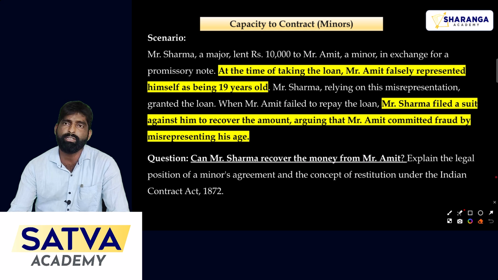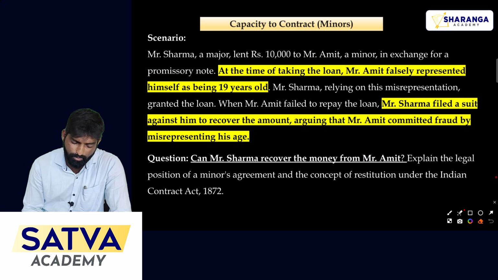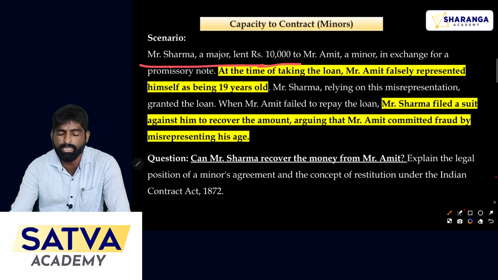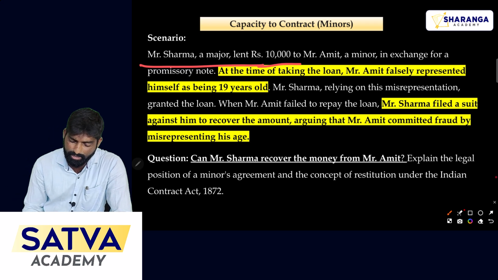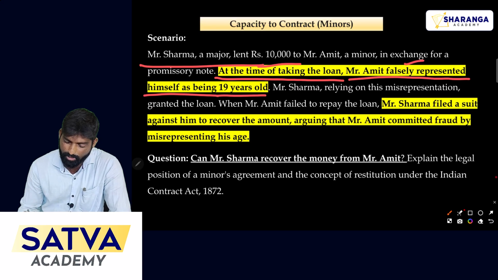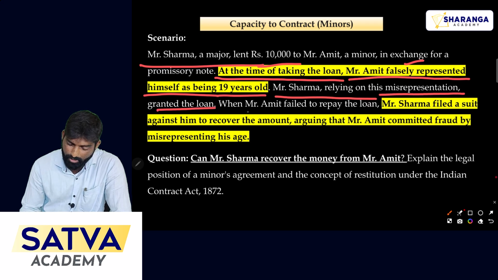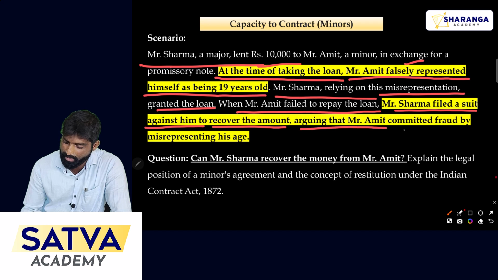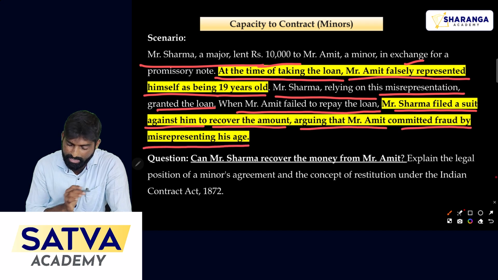Okay students, let's see the question. According to the scenario, here Mr. Sharma, a major, lent 10,000 rupees to Mr. Amit, who is a minor. And at the time of taking the loan, Mr. Amit falsely represented himself as being 19 years old. Okay, note down the point, falsely represented. Mr. Sharma, relying on this misrepresentation, granted the loan. When Mr. Amit failed to repay the loan, Sharma filed a suit against him to recover the amount, arguing that Mr. Amit committed a fraud by misrepresenting his age.